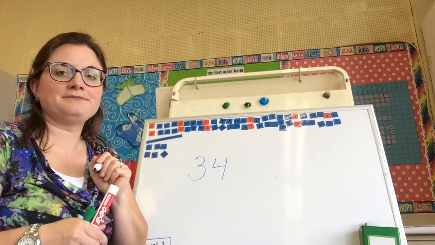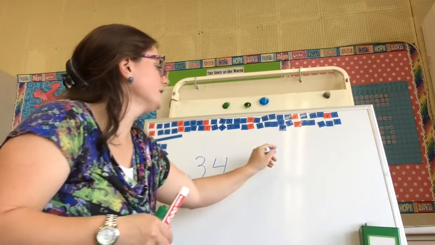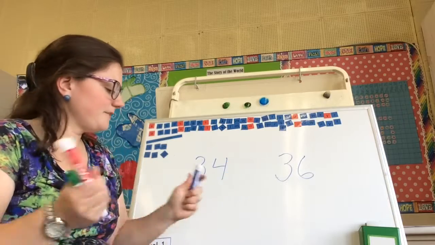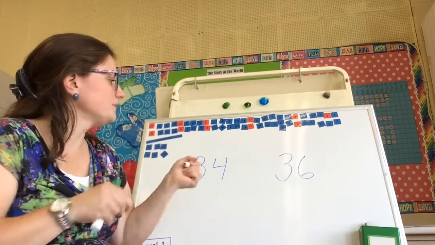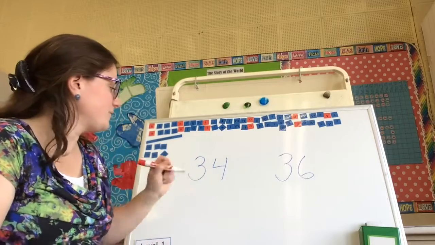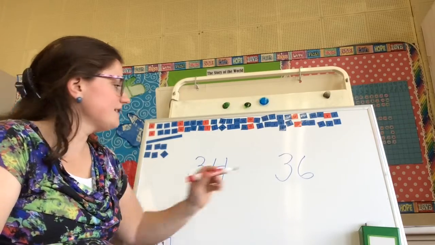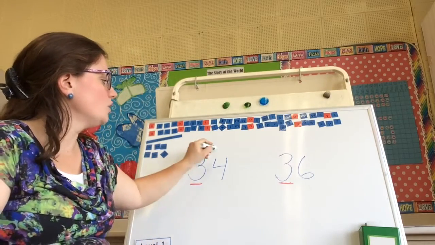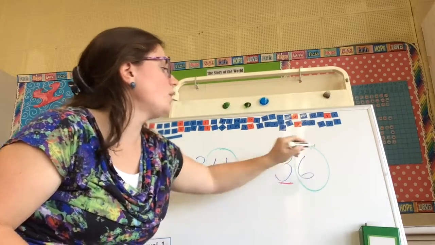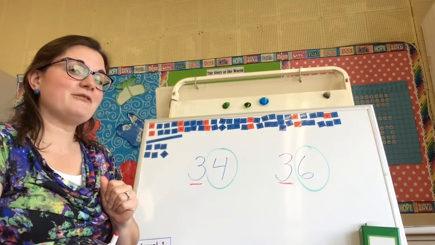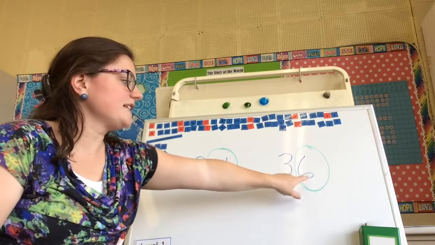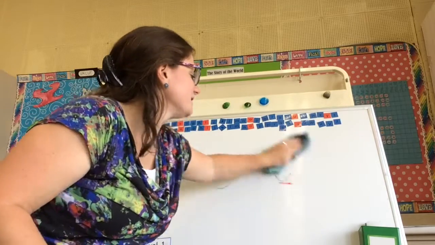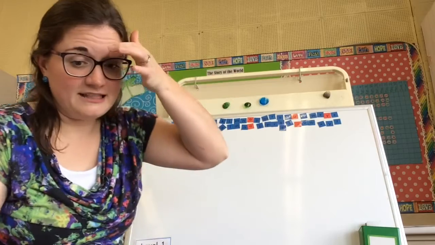Now I'm going to do another here. Okay, what number is that? Say it out loud. 34. And what number is that? 36. Let's think about which number is larger. Well, I'm going to start in the tens. How many tens do I have? I have 3 tens. How many tens do I have over here? 3. So the same number of tens. Now I'm going to look at the ones. Which one is larger? Say it out loud. 36, because it has 6 ones, where this one only has 4 ones. Good work.